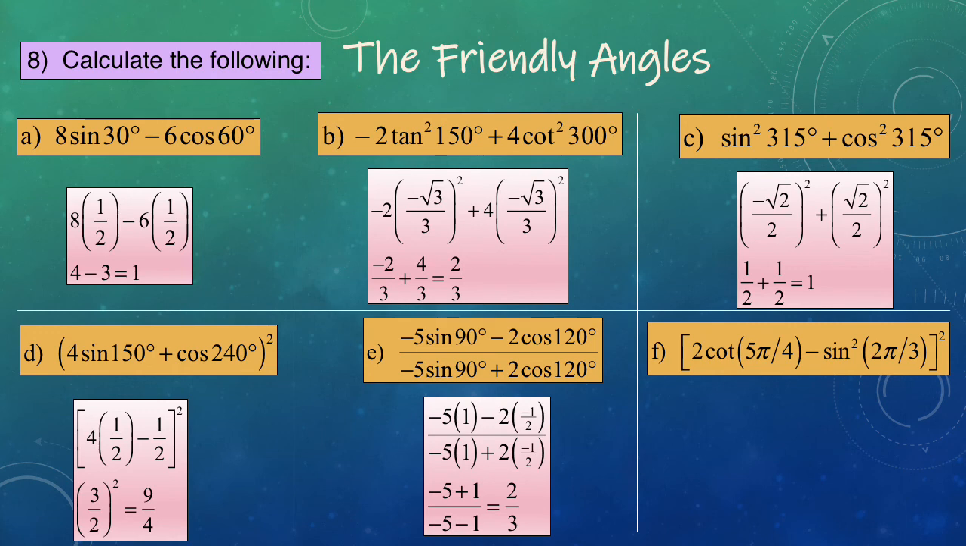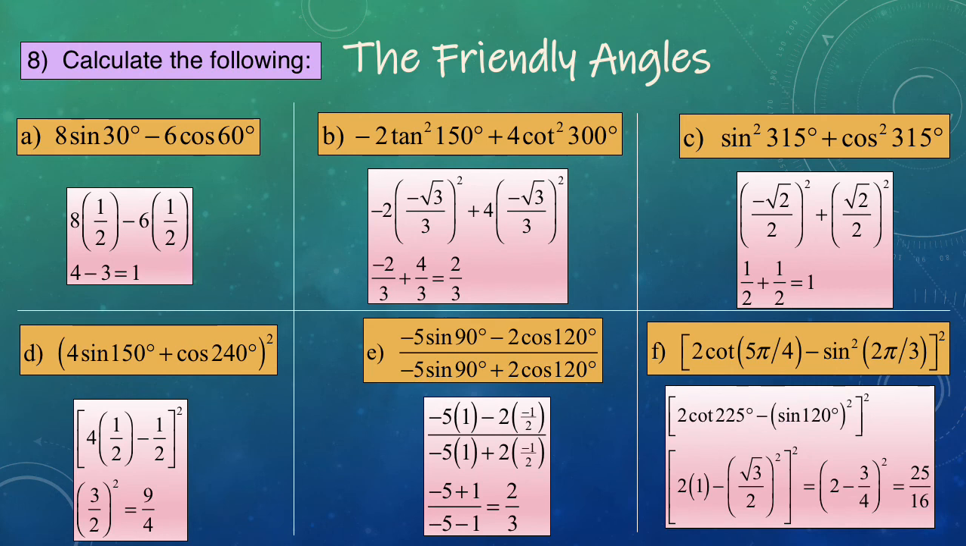In E, we have negative 5 sine 90 degrees minus 2 cosine of 120 degrees all over negative 5 sine 90 degrees plus 2 cosine of 120 degrees. Here we have a quadrant angle, and the sine of 90 degrees is 1, and the cosine of 120 degrees is negative 1/2. So we have negative 5 times 1 minus 2 times negative 1/2 over negative 5 times 1 plus 2 times negative 1/2. Doing the calculations, we get negative 5 plus 1 all over negative 5 minus 1. Final answer is 2/3.